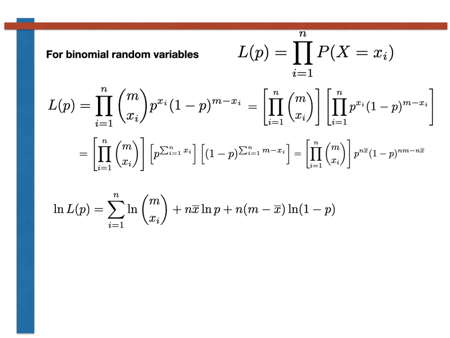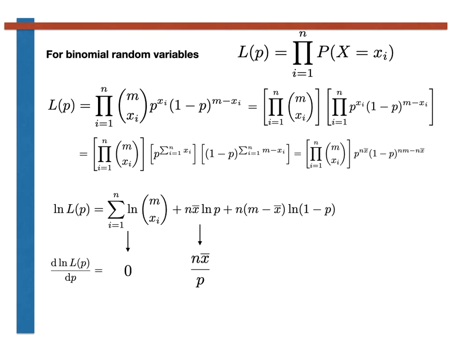We now want to find the value of p that maximizes this log likelihood. We thus differentiate with respect to p. The first term here does not depend on p, so its derivative is thus 0. For the second term, we recall that the derivative of log p with respect to p is 1 over p, and thus this derivative is as shown here.